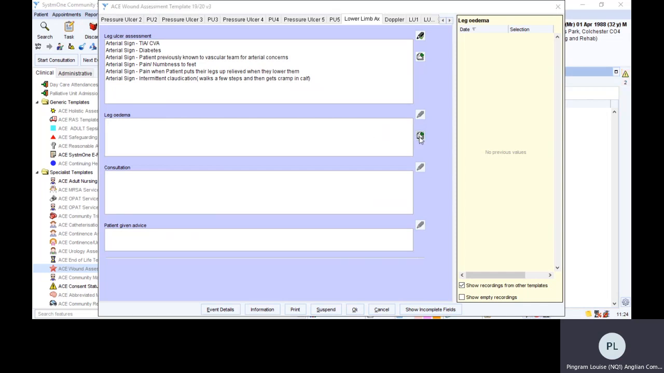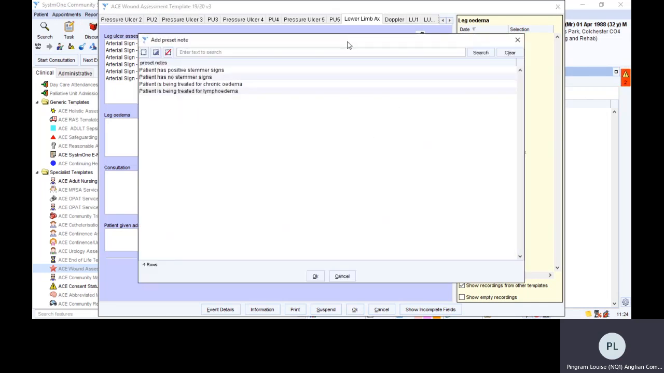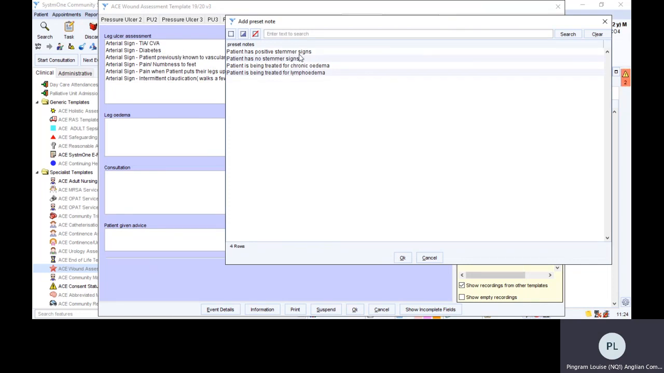So the next box just goes into what leg edema the patient's got. So when we're talking about a positive Stemmer sign, this is about whether you can pinch on the patient's webbing between their second and third toe, whether you can pinch an element of skin and pick that skin up or not. Where you can pinch the skin up, the patient has no Stemmer sign. If you can't pinch that skin because the foot is so swollen, then the patient has a positive Stemmer sign. So the inability to pinch the skin between the second and third toe would give you a positive Stemmer sign, and this is an indication of extensive edema.